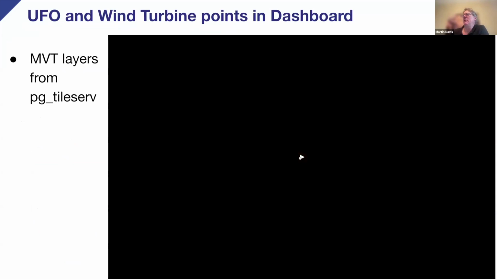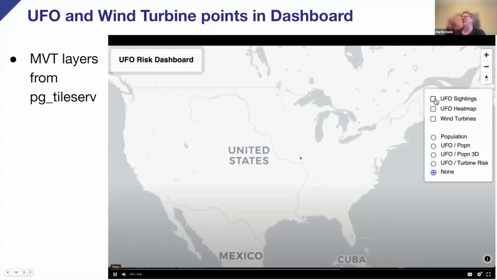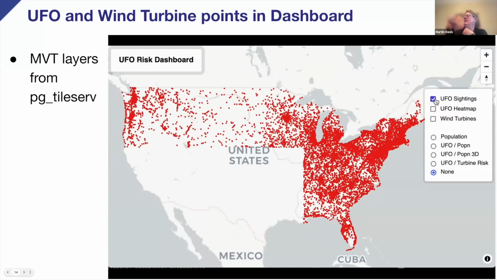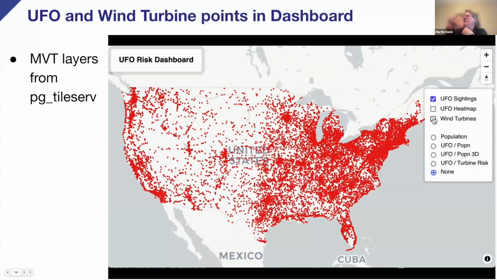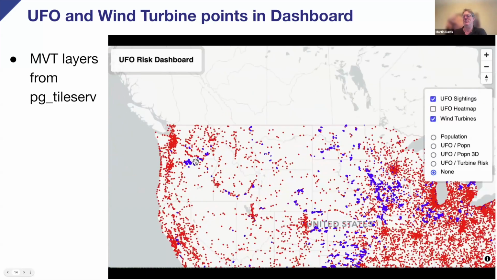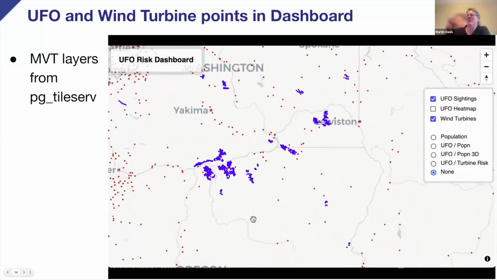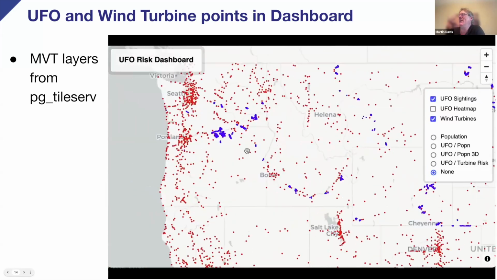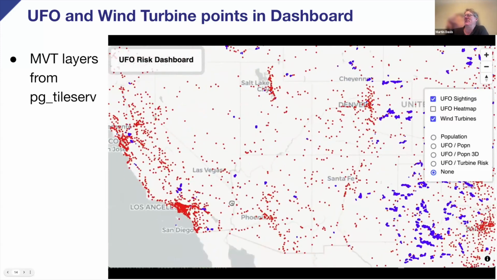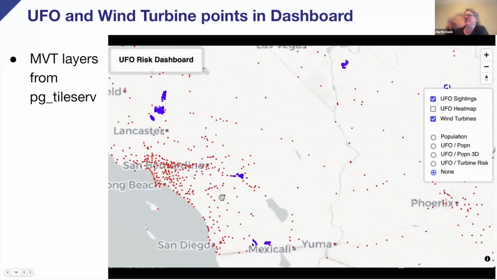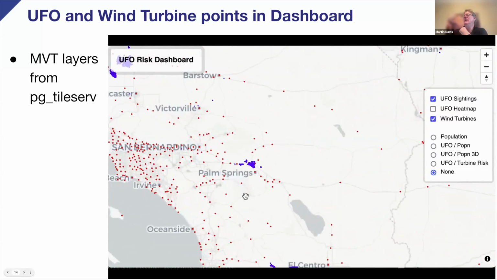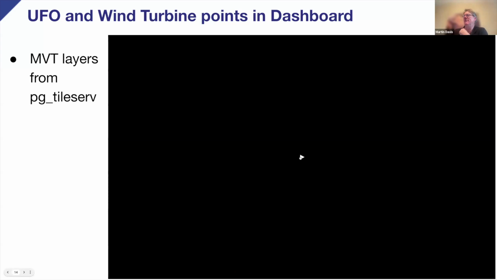So I'm going to show quickly what displaying the raw data points looks like in the dashboard. You can see that's pretty quick, but for more points, it would slow down. And just seeing a mass of points isn't all that useful. For instance, it's hard to tell, are there UFOs that are close to wind turbines and how many? So that's what we're going to dig into next. We're going to show different ways of visualizing the actual UFO point data. And we're also going to show how to do some analysis using H3.